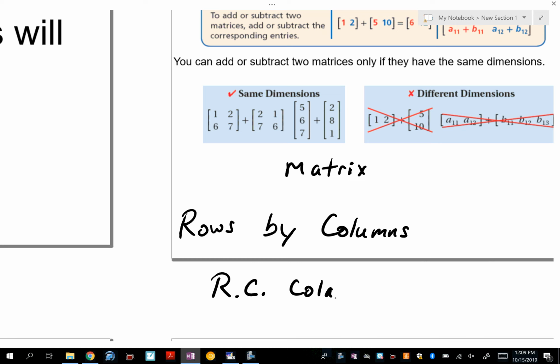Rows are always going to be horizontal, like this. Columns go up and down, vertically. So rows, columns. Okay, everybody good?